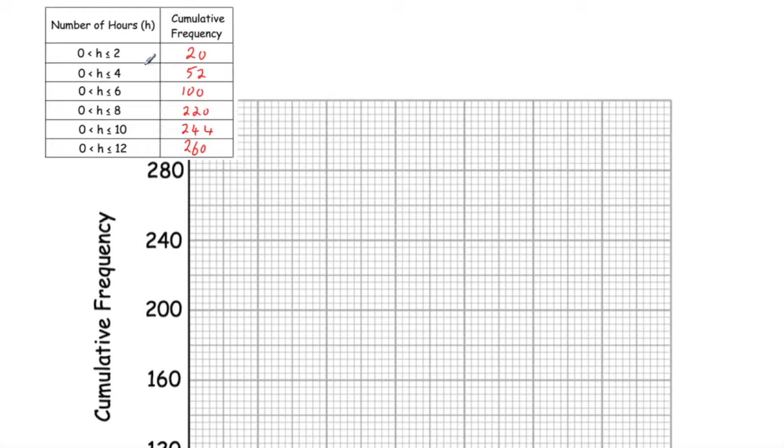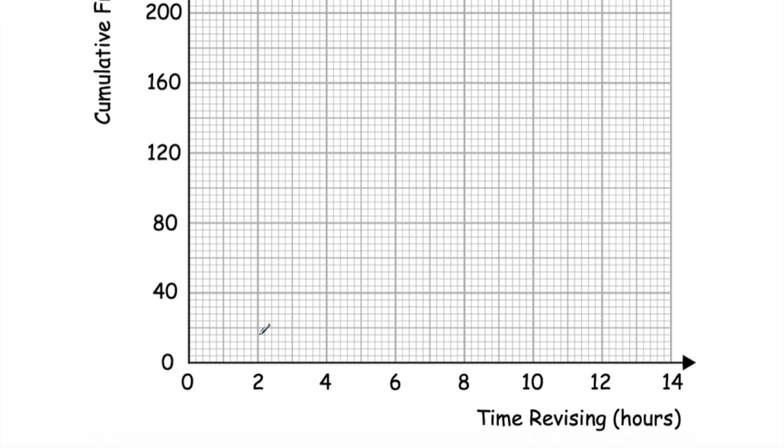Okay, so let's have a look at our first point. I've just put this here to help us. So we're going 2 across, 20 up. So 2 across would be there, and 20 up would be there. Okay, and take your time with these. If you rush them, you might find that you put one in the wrong place.